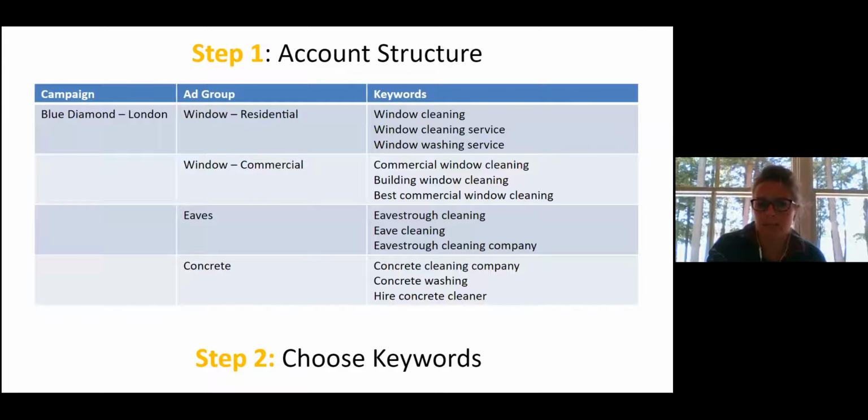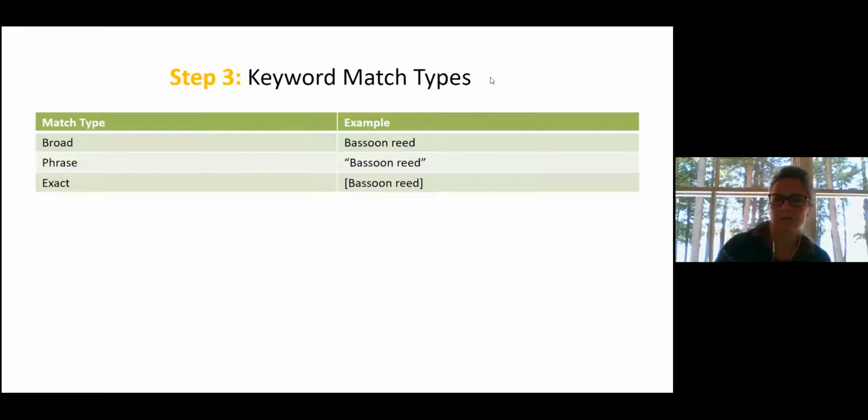So if we take a look at this example here for a Blue Diamond window washing company, their ad groups might look like this with keywords that might look like this. So you'd have an ad group dedicated to residential services, commercial, eaves trough cleaning, concrete cleaning, and then each of the keywords within each of those groups are really, really targeted to the theme of that group.